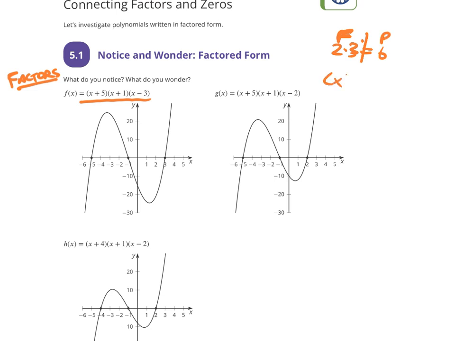Factors make a product. So x times x is x squared. X is our factor, x squared is our product. So now that we know this is in factored form, what does factored form do? We look for when the graph is 0. It's called our x-intercepts. It's called our roots. It's called our zeros.